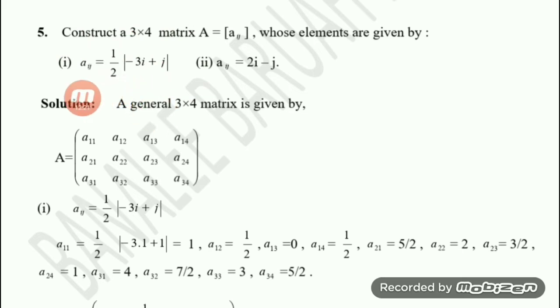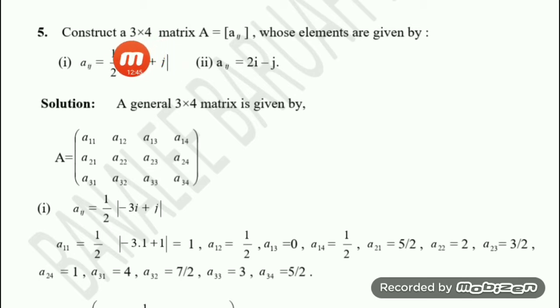Modulus, you remember, I hope. Modulus means what? Absolute value, that is the numerical value, where the answer will be positive, right? Modulus of 2 means what? 2. Modulus of minus 2 is also 2. Okay. So, first your aim is to construct a 3 by 4 matrix. A general 3 by 4 matrix, first you write down. It has 3 rows, 4 columns.